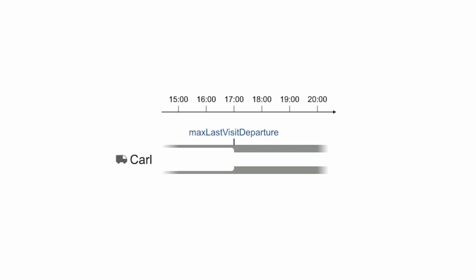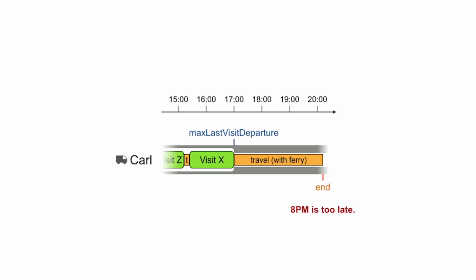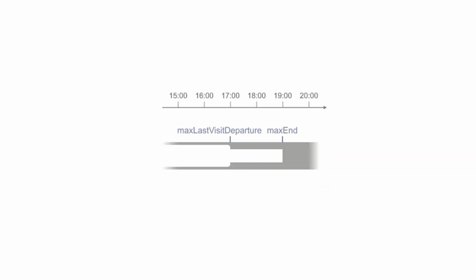What if the travel time from the last visit doesn't count toward the shift? Same principle. Set the maximum last visit departure to 5 p.m. In this case, Carl arrives home at 6 p.m. But again, the solver might finish with a long drive and only get him home by 8 p.m. Not good. Add a maximum end of 7 p.m. The last drive mostly doesn't count. But if it's a long drive, Carl is still home in time for dinner.